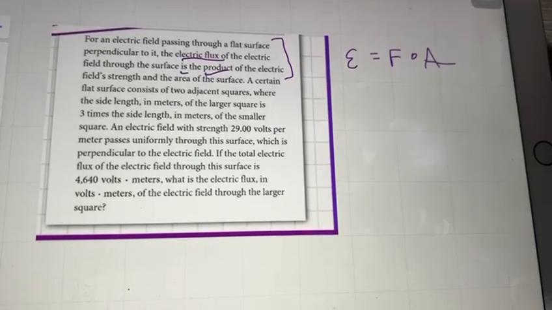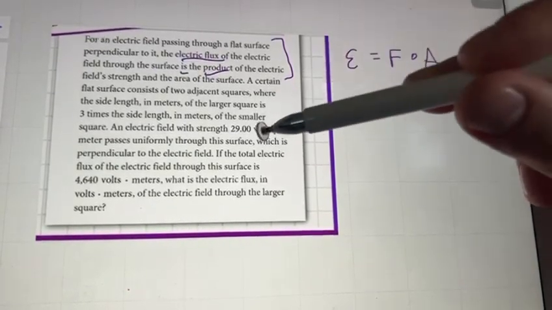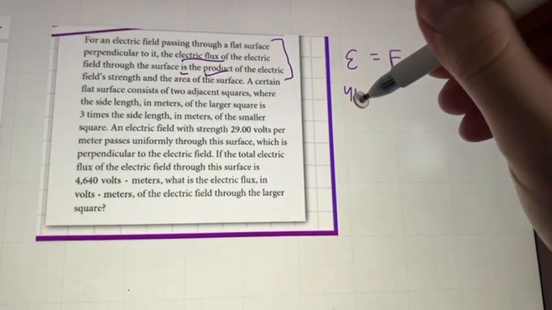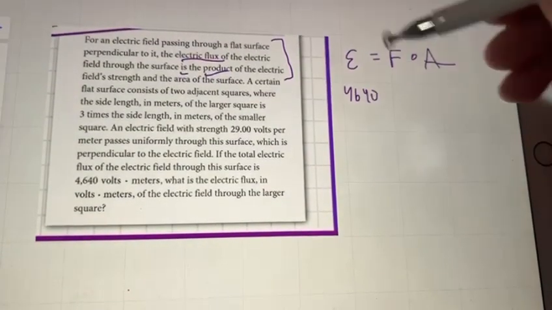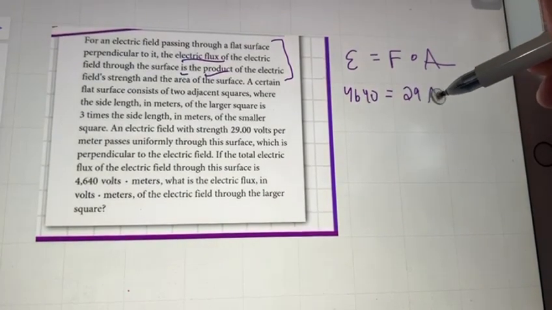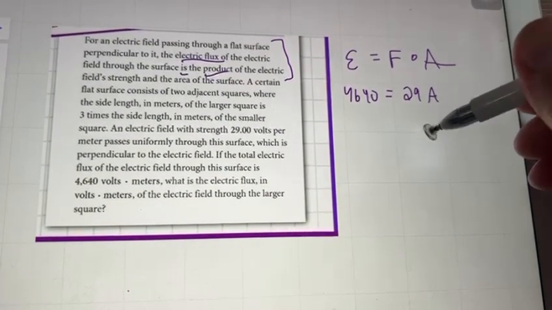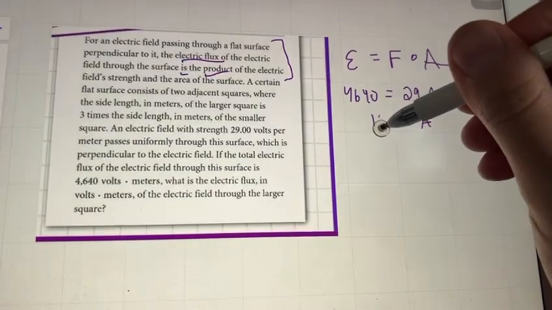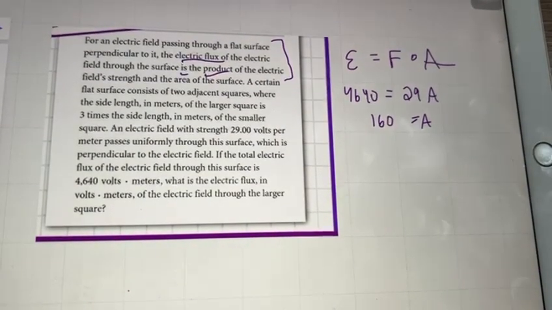I actually know the strength in the first case, and I also know the flux. 4,640, which is my epsilon, my electric flux, is equal to the strength, 29, times the area. And if I divide these two together, I find that the area is equal to 160. Well, let's calculate the area here. It's actually not going to be too hard.